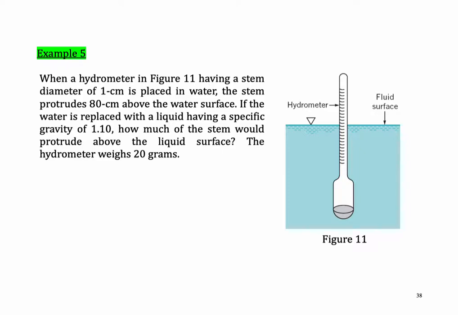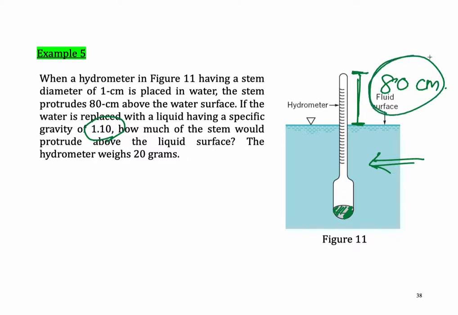So this is a hydrometer. It looks like this. Normally we put a weight here to balance the hydrometer. In this question, if we put this hydrometer in water, the height here is 80 centimeter. However, when we put this hydrometer in a liquid which has a specific gravity of 1.1, we need to calculate what the protrusion length is here, whether it is increased or decreased.